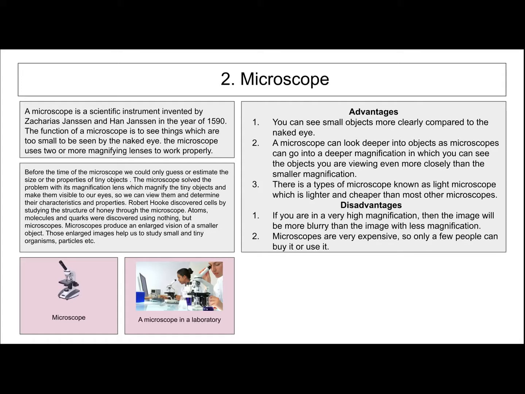Advantages: you can see small objects more clearly compared to the naked eye. A microscope can look deeper into objects, as microscopes can go into a deeper magnification in which you can see the objects you are viewing even more closely than with the smaller magnification. There is a type of microscope known as the light microscope, which is lighter and cheaper than most other microscopes.